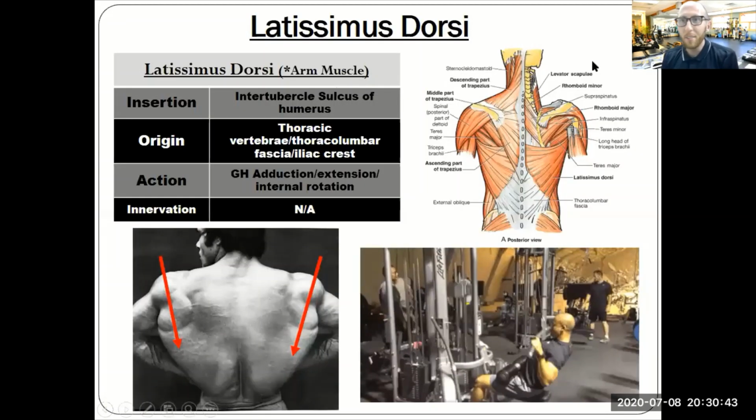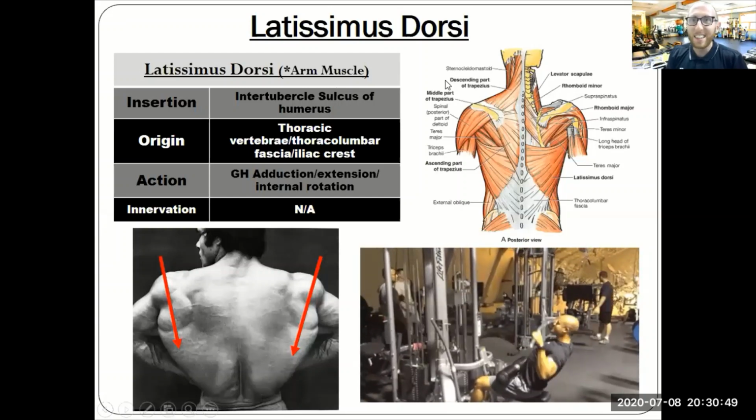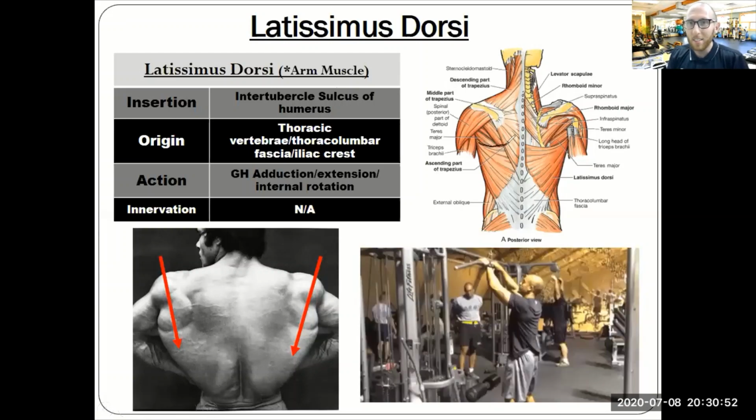All right, enough of the traps. We're on to the latissimus dorsi, another huge muscle in the back. And let me just show you the latissimus dorsi. You can't even see it all. It gets hidden up here in the humerus. It actually attaches to the humerus. So the latissimus dorsi, I kind of lied. It's not a back muscle, even though it takes up a majority of the back. It's actually an arm muscle because it has an action on the humerus, which is part of your arm, not part of your back. And it's inserted on the intertubercular sulcus of the humerus.